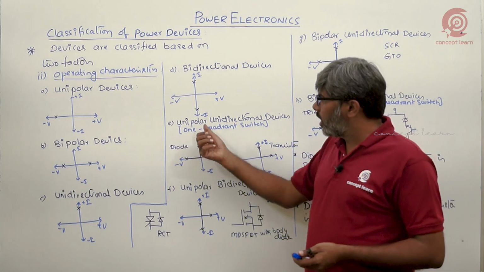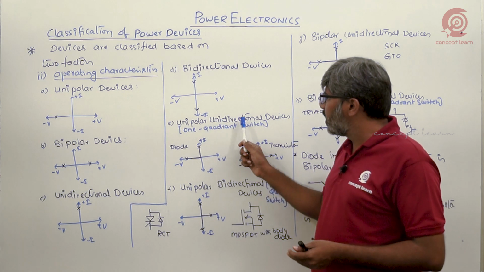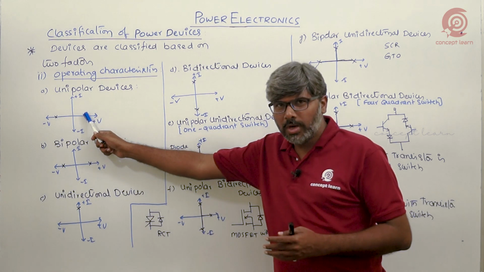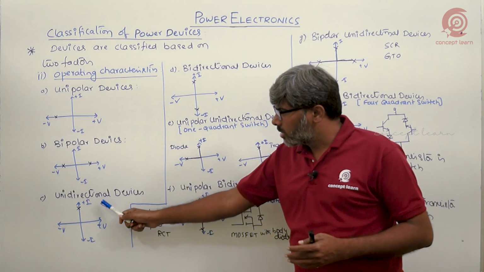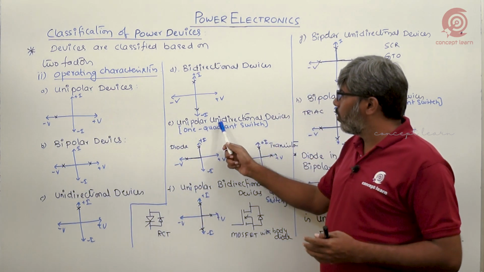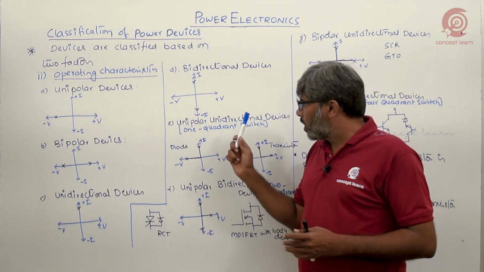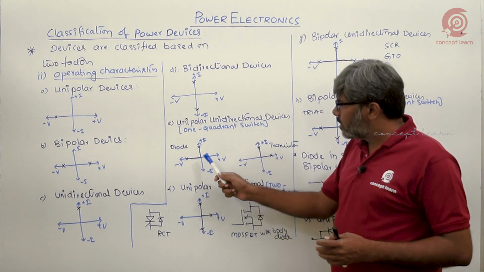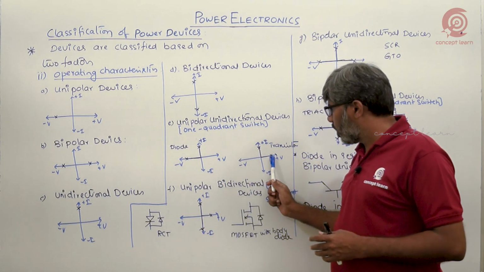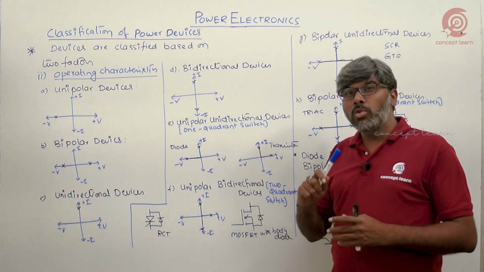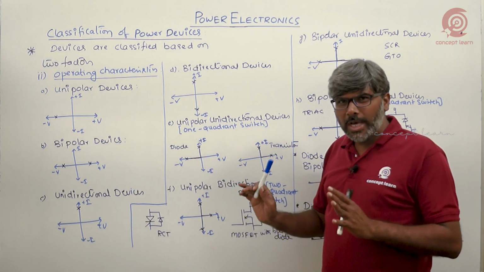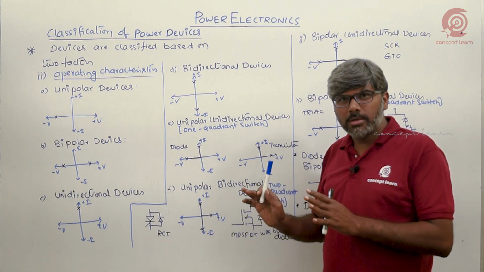Now coming to the fifth one, that is unipolar unidirectional devices. Unipolar means what? The first one. Unidirectional, the third one. Combining the first and third, we get unipolar unidirectional devices. What does it mean? The device blocks only one polarity of voltage, either forward or reverse, and allows only one direction of current, either forward or reverse. Only one polarity of voltage, one direction of current, right?